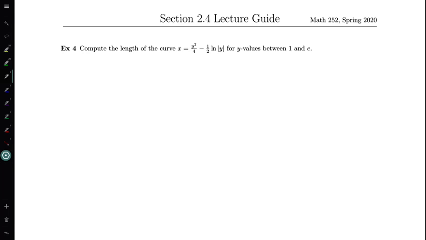The next example that we want to look at asks us to compute the length of the curve x equals y squared over 4 minus 1/2 log absolute value of y for y values between 1 and e. Now this looks a little bit different than we're used to. Instead of asking us for the arc length of a curve y equals something in terms of x, we have the opposite happening. x is something in terms of y. And we have a couple of ways of maybe thinking about this.